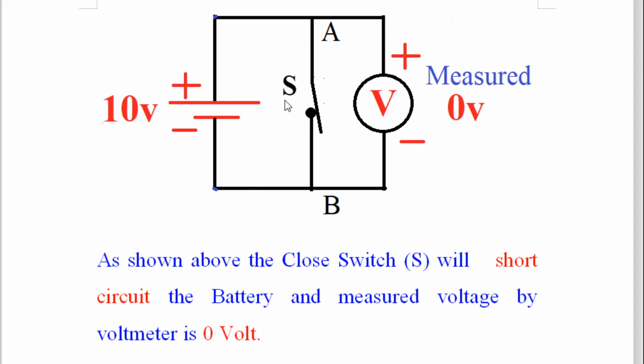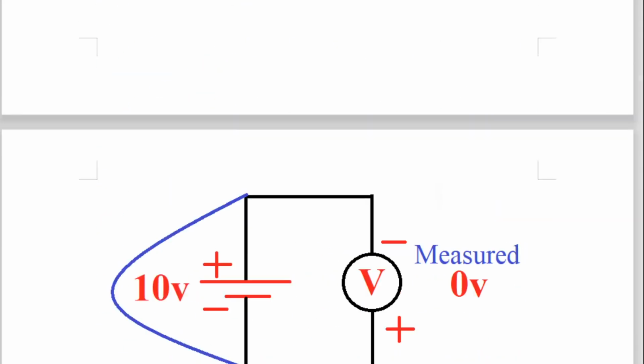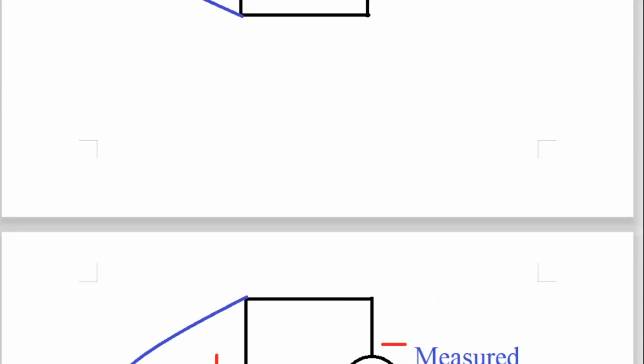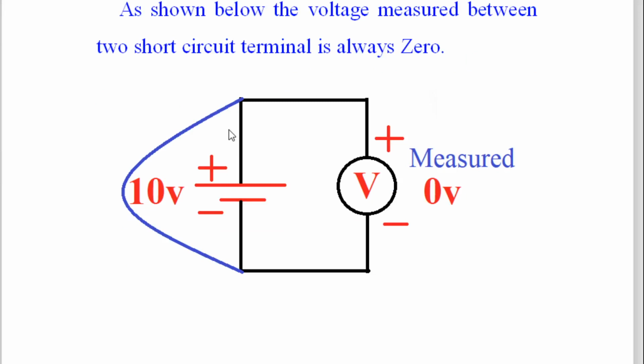So this diagram is very similar to the earlier diagram which we studied, but in the earlier diagram we short circuited the battery with the help of a wire, and that wire was our blue color wire. Now we are short circuiting the battery with the help of a closed switch. So again I will show you that blue color wire. See here, this battery is short circuited with the blue color wire, and here again the battery is short circuited with the help of a closed switch.